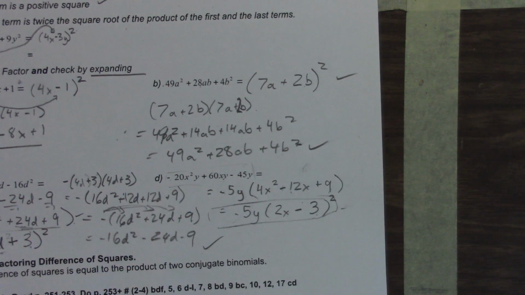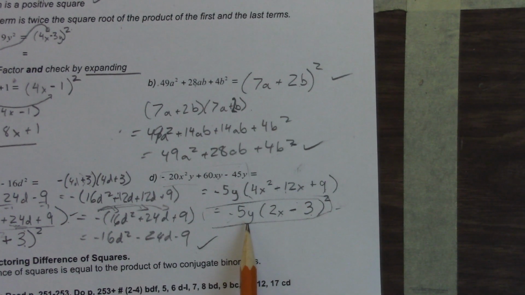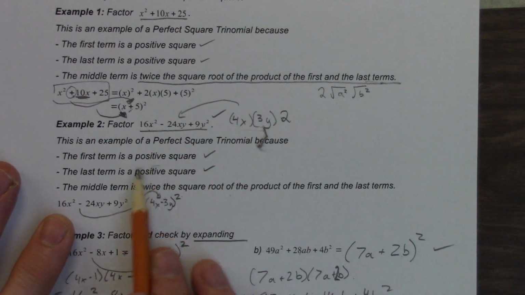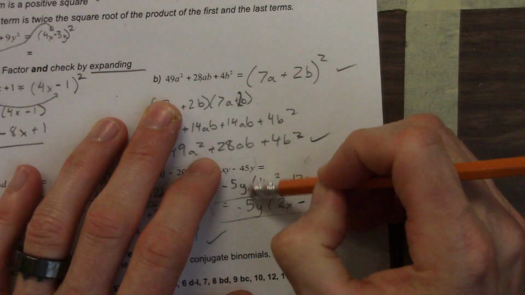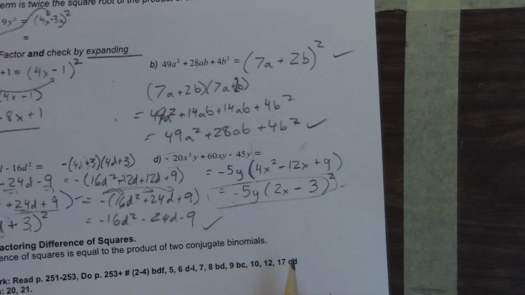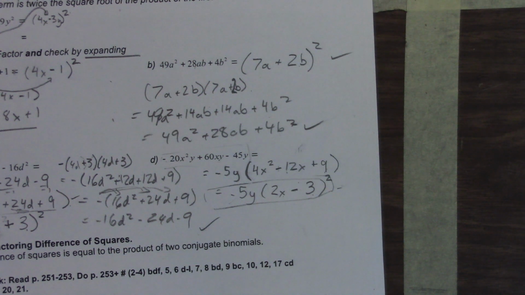Would you get the same answer if the negative was instead of on the 5y, it was like on the 4x squared here? Yeah, you can't do that if the negative is there. Remember, the first thing we check has to be a positive square. See? Has to be a positive square. So it cannot be a perfect square trinomial if there's a negative there. Okay? You can't actually take the square root of a negative number, right? Because no two identical numbers multiplied by each other will give you a negative answer.